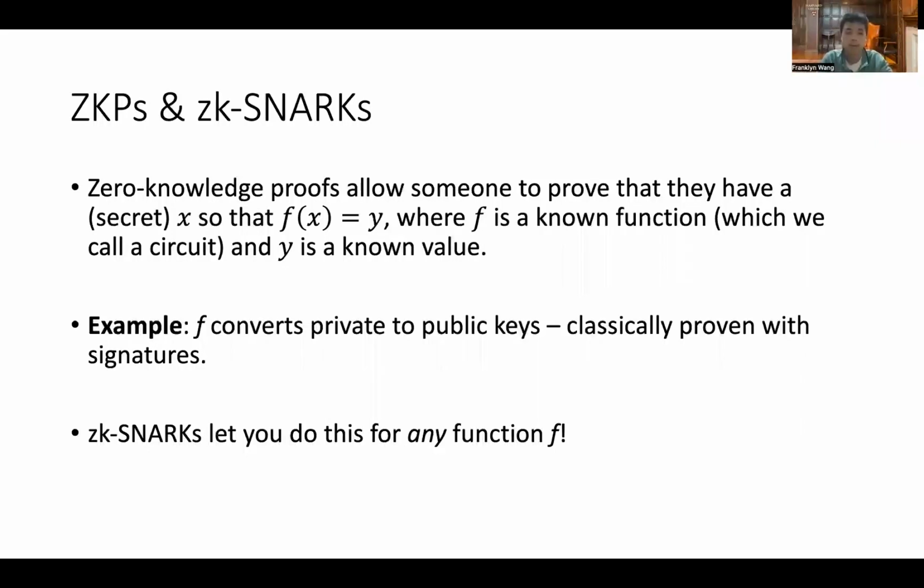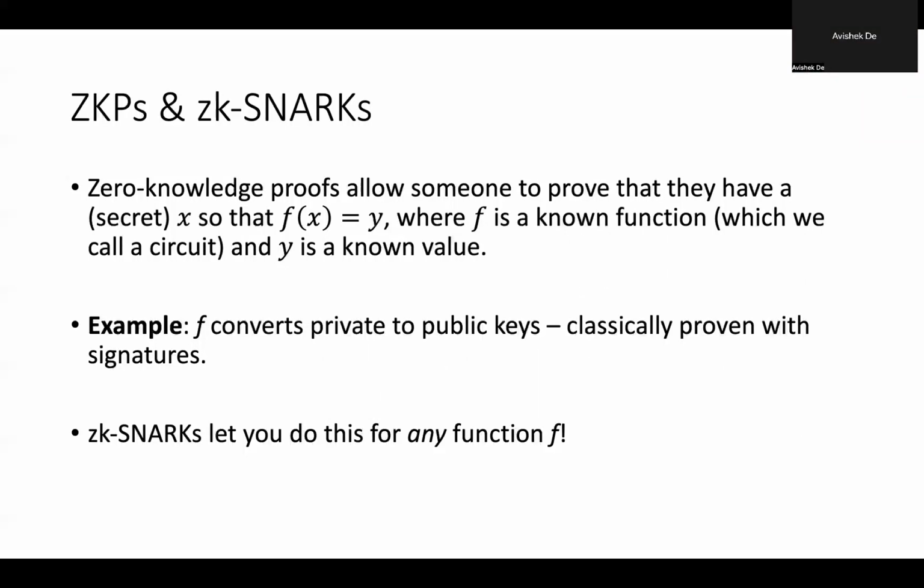An example that I think is very illustrative of this is that the function f might convert private to public keys. So x is your secret, your private key, and y is a public key. So how do you prove that you own a public key? Classically, this is done with a signature.